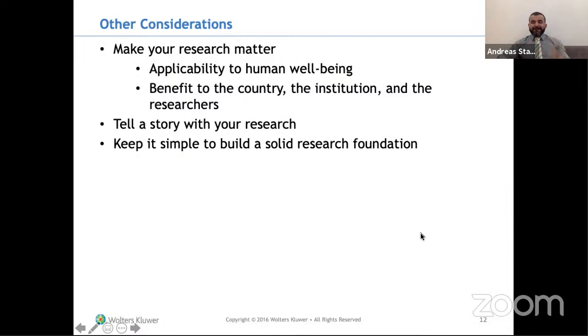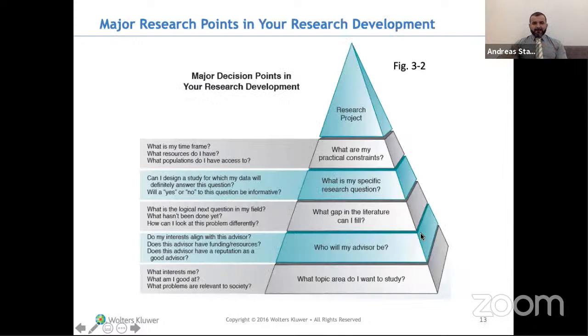And in our book, again, they have an example why you should keep it simple. So I encourage you to read all this information. This is a nice figure that shows how from the bottom you go all the way up to the research project. And I think it's very important for you as you're thinking about yours to see, in general, some kind of major decision that you have to make in the process, right?